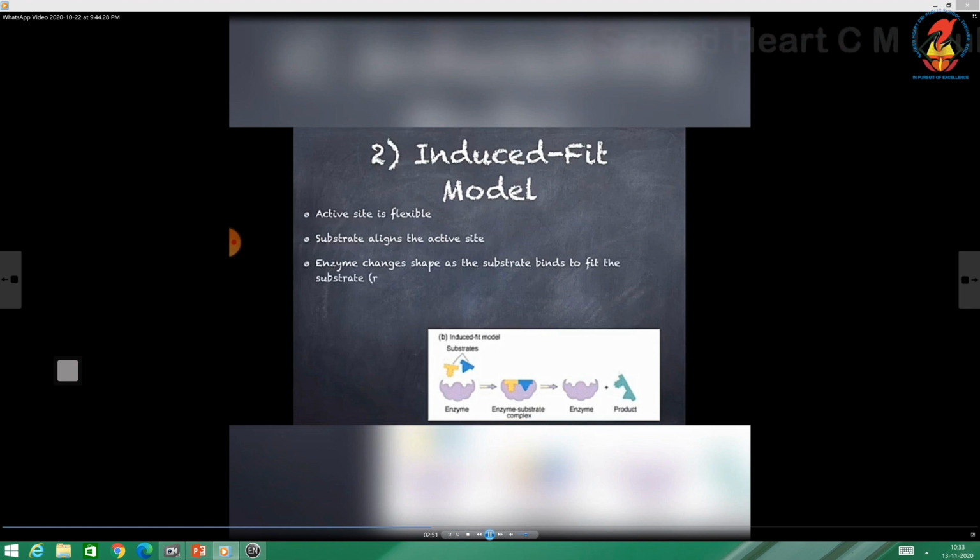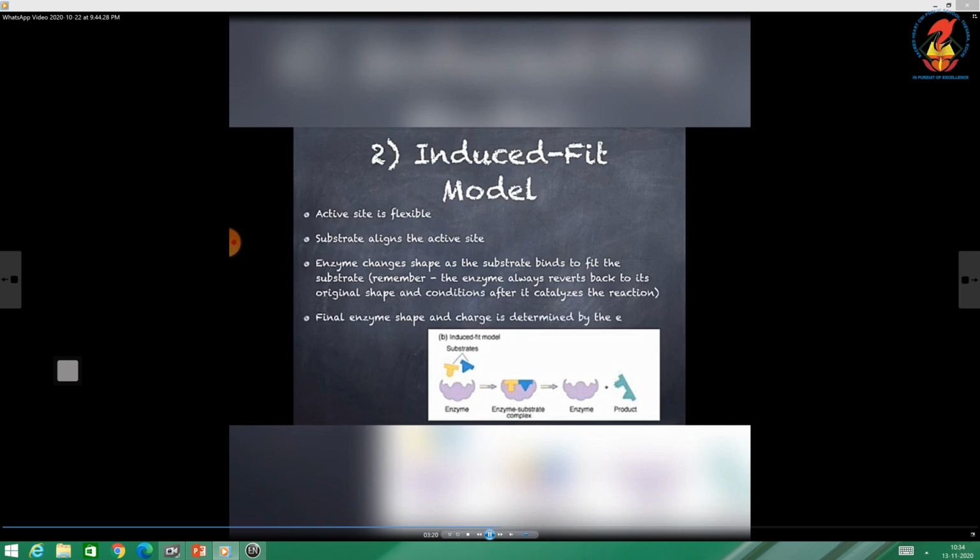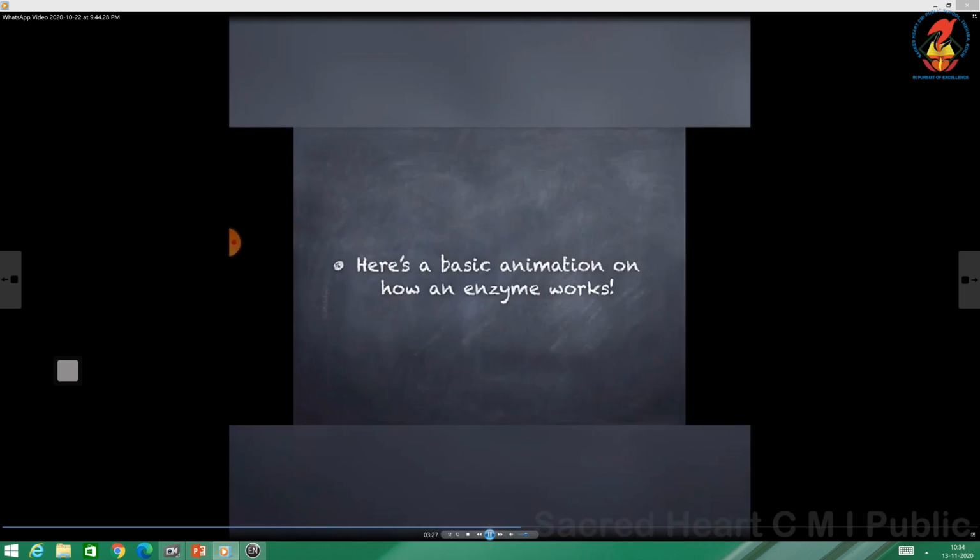But remember, once the reaction is over, the enzyme reverts and gets its original shape and size, just like the gloves. When you remove your hand, the gloves get their original shape. So here the enzyme active site is slightly flexible so as to make the substrate fit into the active site, whereas in the other case it is fixed. So remember, here the active site is flexible, not static, whereas in the previous model the active site is static.